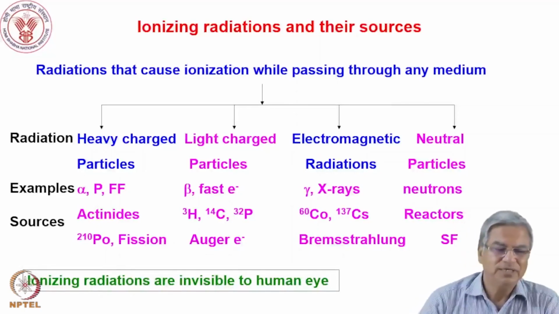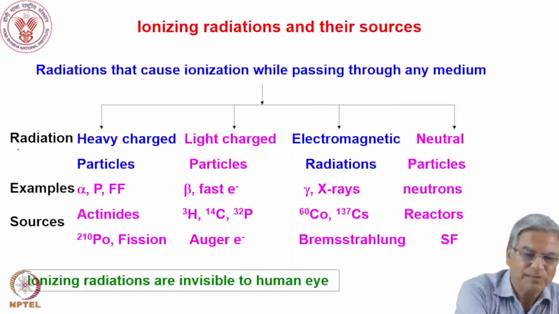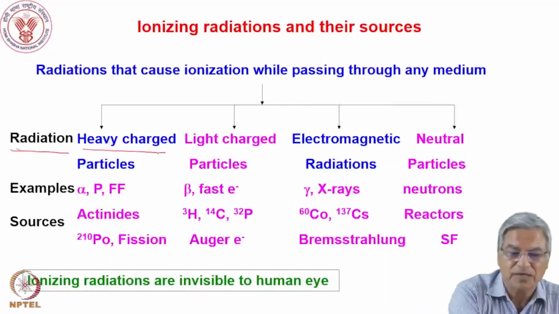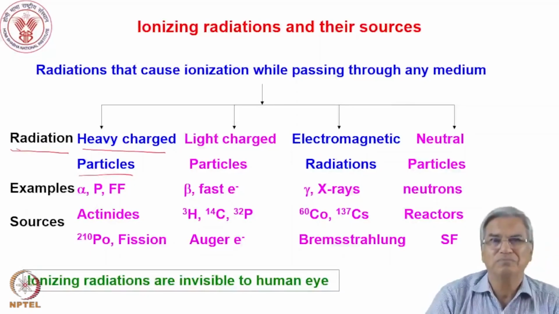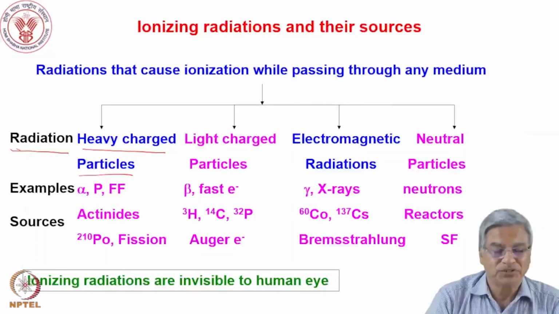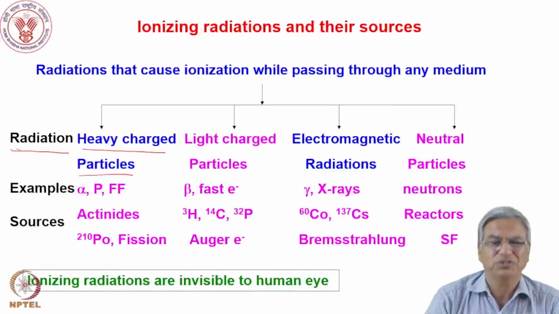You can see here that we have different types of radiations, like heavy charged particles, ones which are of nuclear material like nuclei, protons, alpha particles, fission fragments. So these heavy ions, which involve nuclear matter, a nucleus, we'll call them heavy charged particles, HCP.